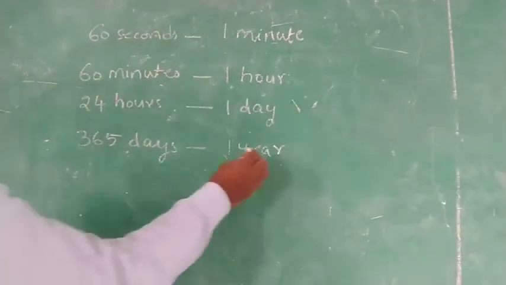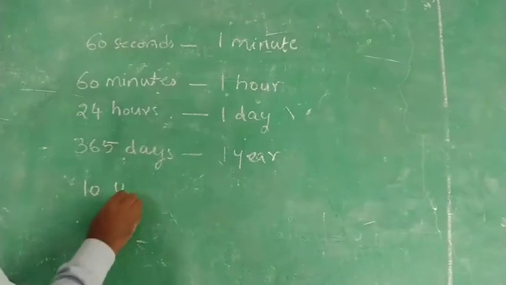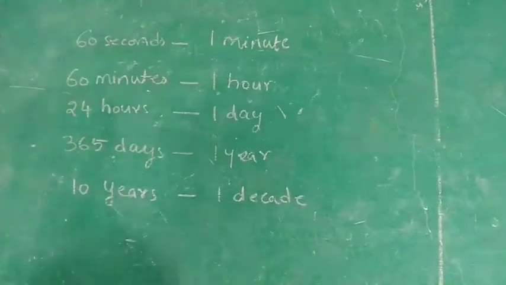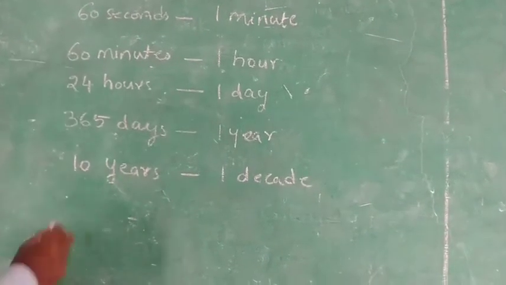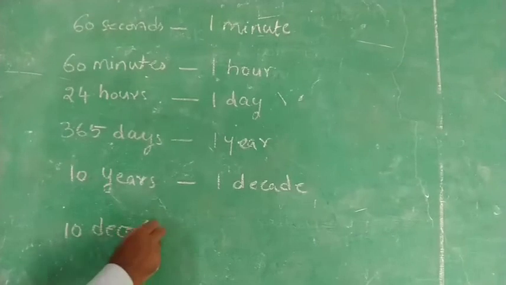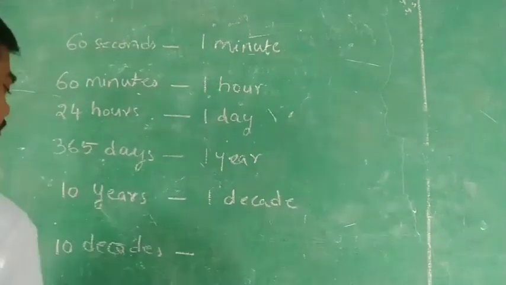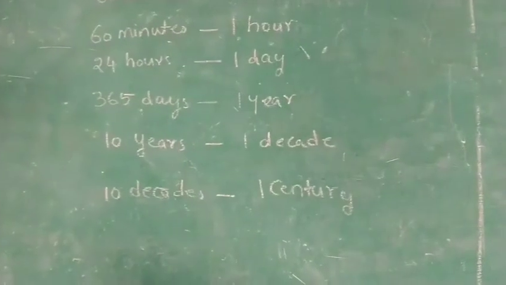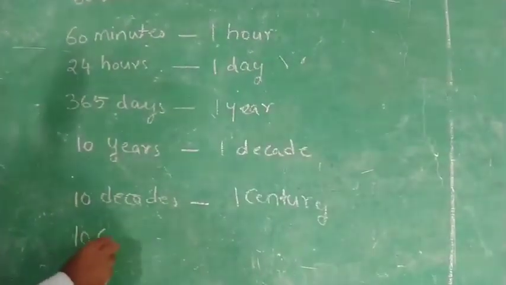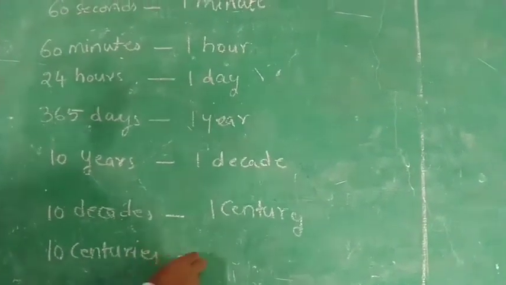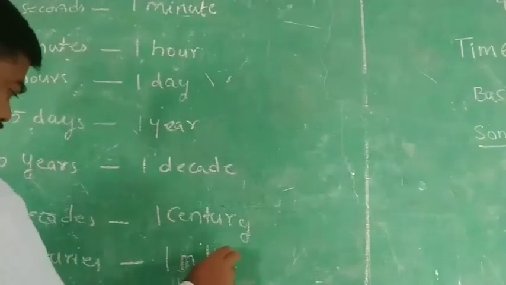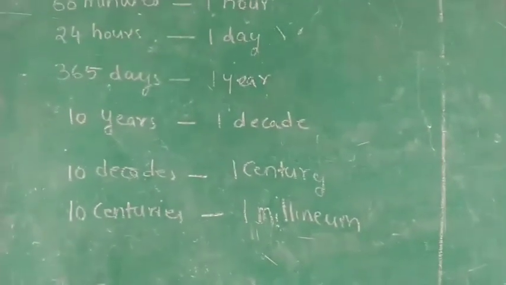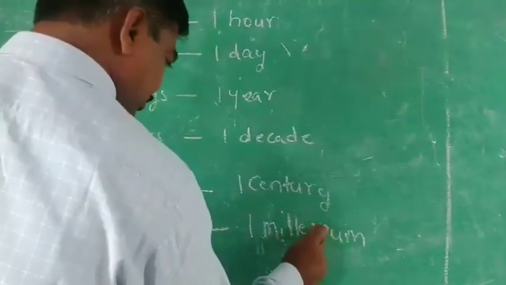And 10 years equal 1 decade. 10 decades equal 1 century. 10 centuries equal 1 millennium.